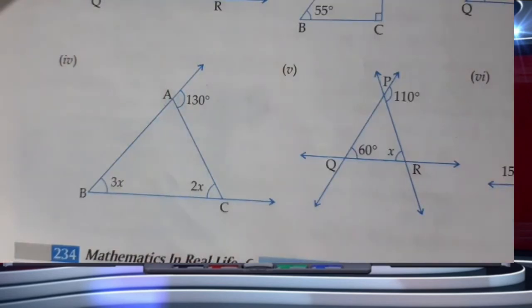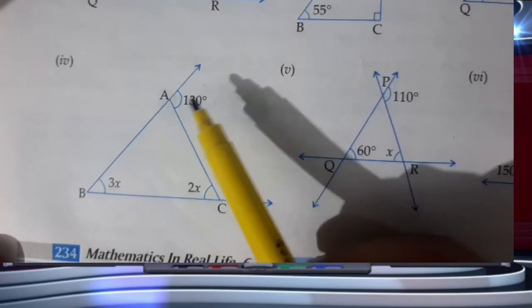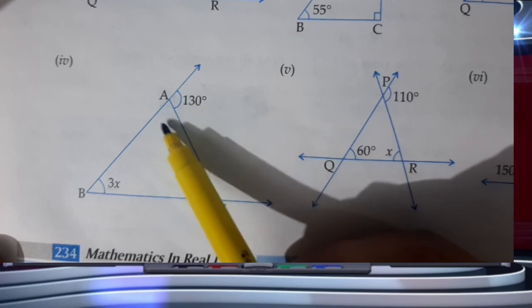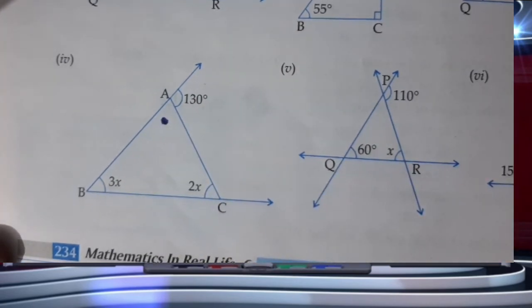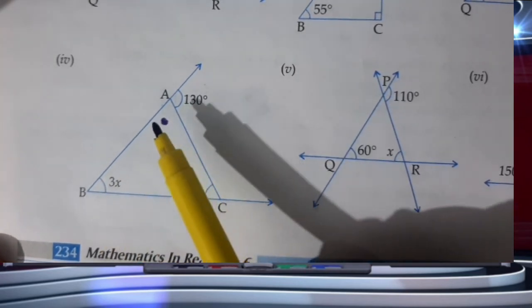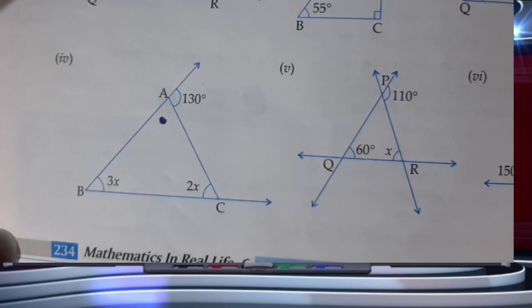Okay, you can use another method also, that is the linear pair method. First you will find out 180 minus 130. You will find out the value of this one. 180 minus 130 is 50. So here you will write 50. Then by angle sum property you will add up the three angles and then you can find out the value of x. Or you can simply use the exterior angle theorem.